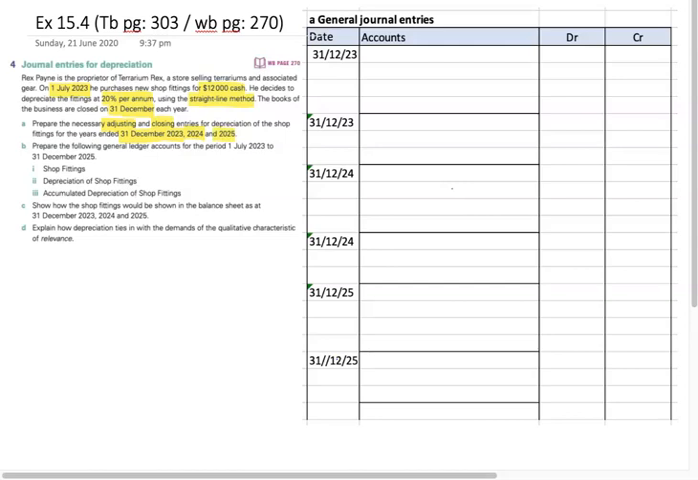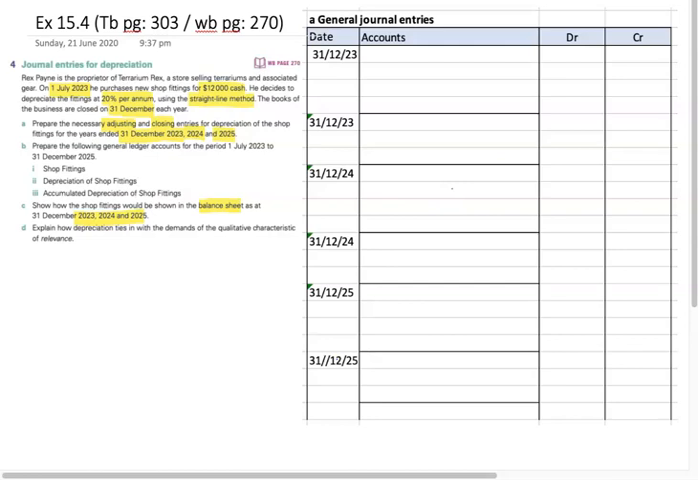We will not complete the general ledger accounts in this video, but you will follow the journal entries or look at the solutions for that. Then we will look at how this would look like in the balance sheet for 2023, 24, and 25. Let's run this through. Obviously, the first thing we need to do is what is the depreciation per year.